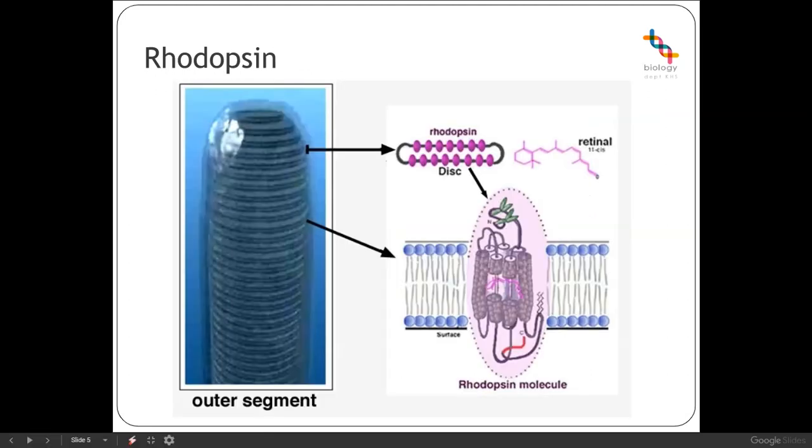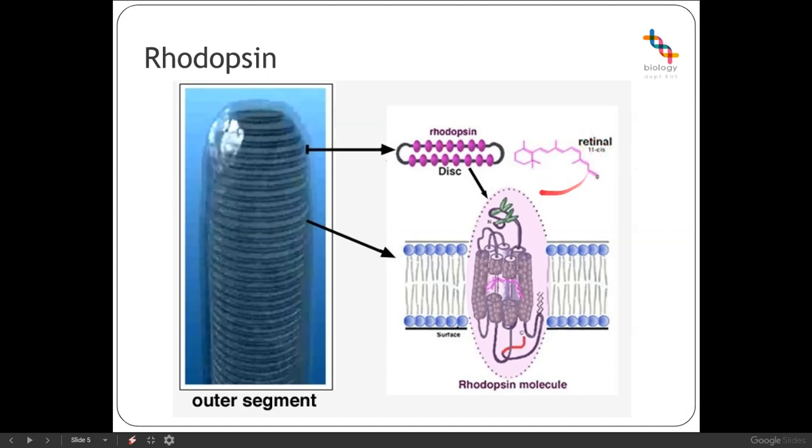Now, as you can probably guess, this is going to involve some kind of protein. So the protein involved in this detection of light is a protein called rhodopsin. And this comes from a light-sensitive molecule called retinol. Retinol is involved in capturing the light energy.